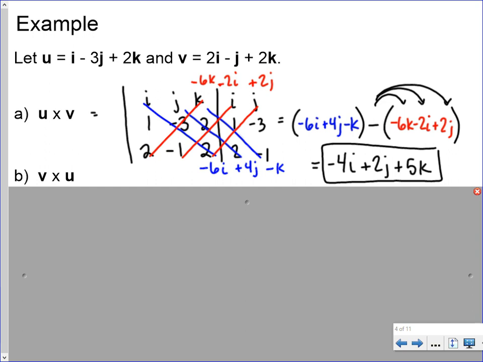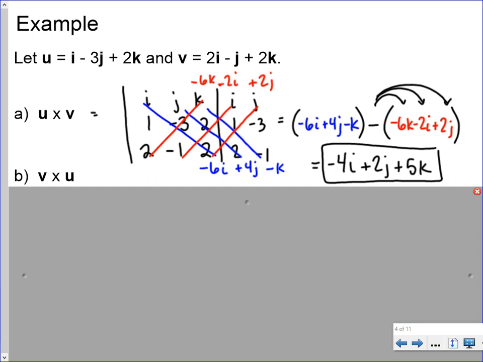So I have a new vector in standard unit vector notation with i, j, and k. But it should only have 3 terms. Let me finish. Are we okay with that? Does anybody have any questions?